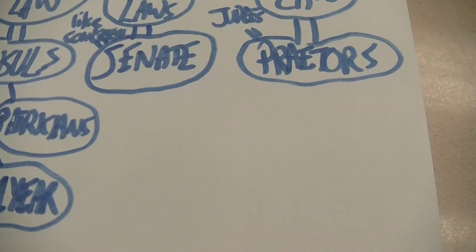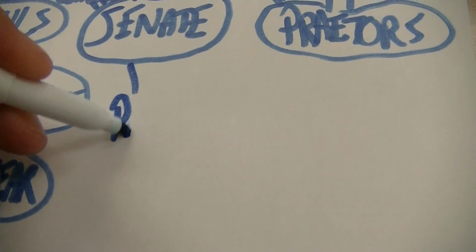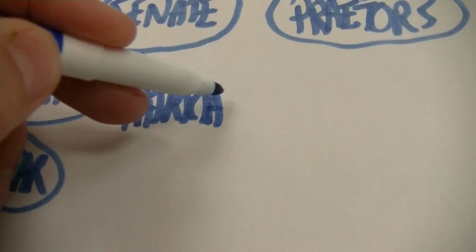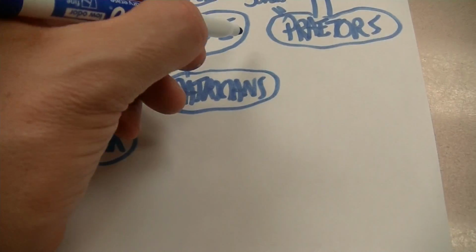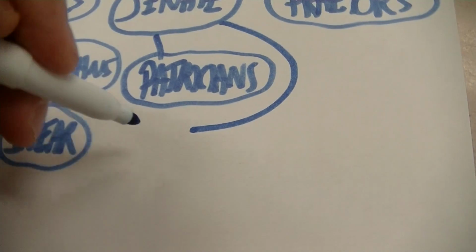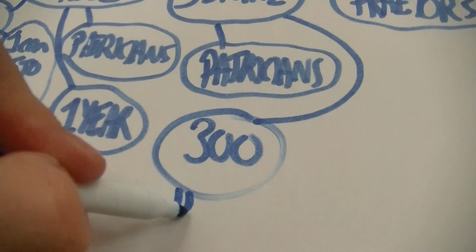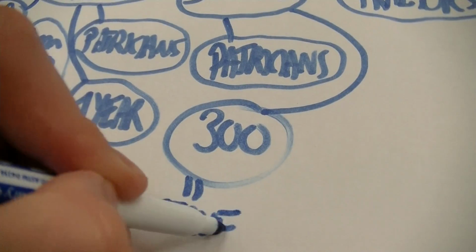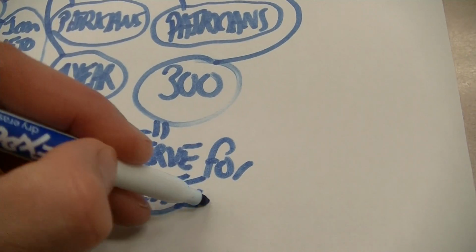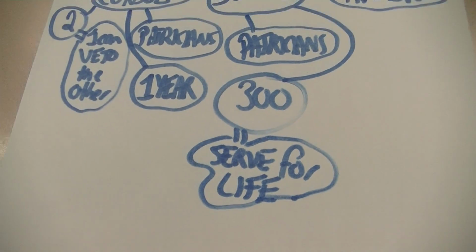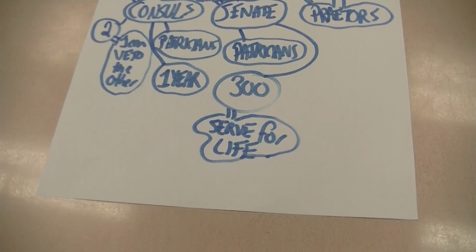The next thing, the Senate. The Senate makes the laws. And they are also only patricians. All right, remember, plebeians can't serve in the government yet. They will later on. They can't quite yet. There are 300 senators, and they serve for life. They can be in there forever until the day they die. That's right. It was good to be a senator. You were rich, you had a lot of power, and you had a job for a long, long time.